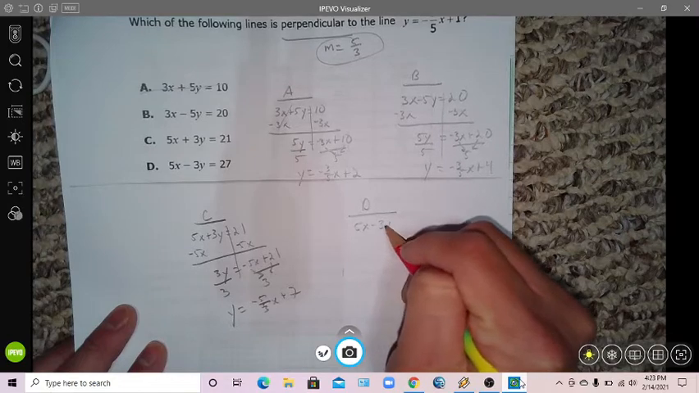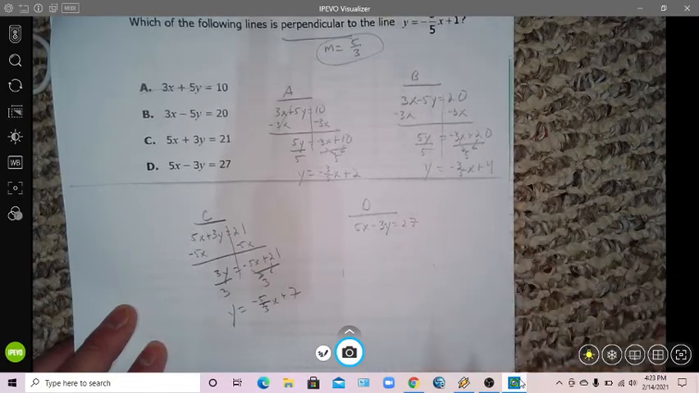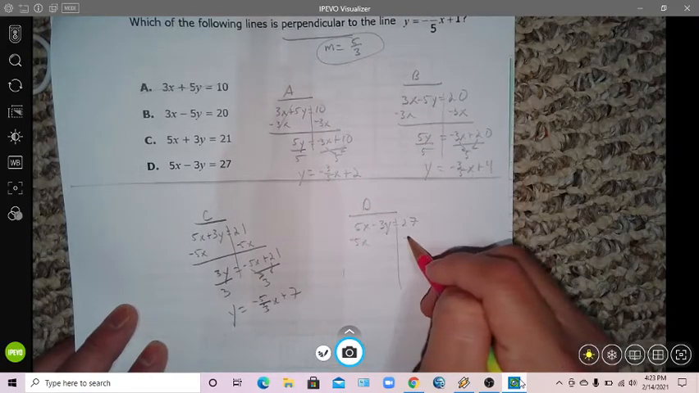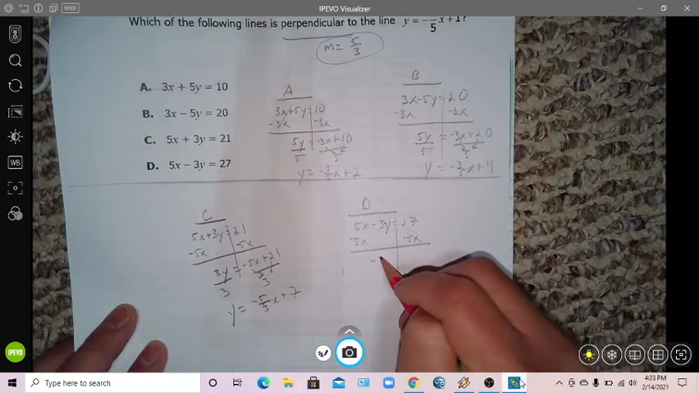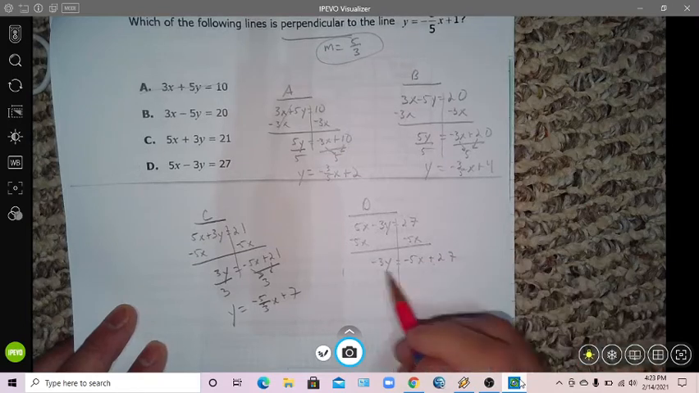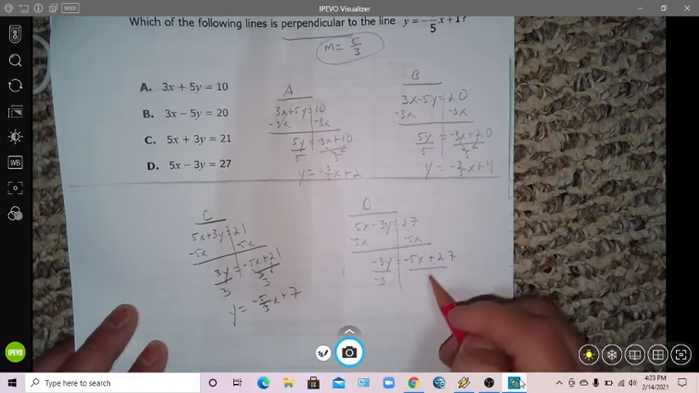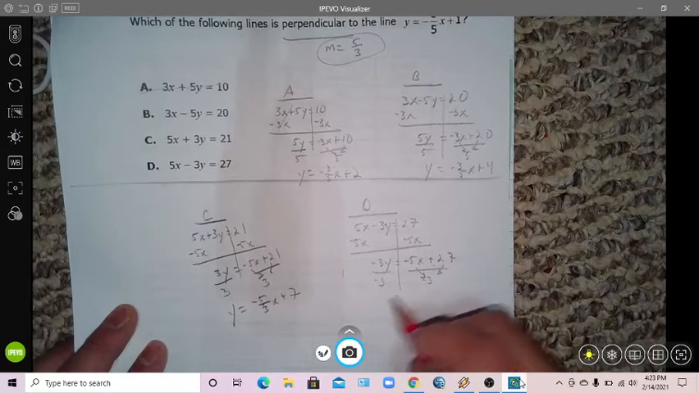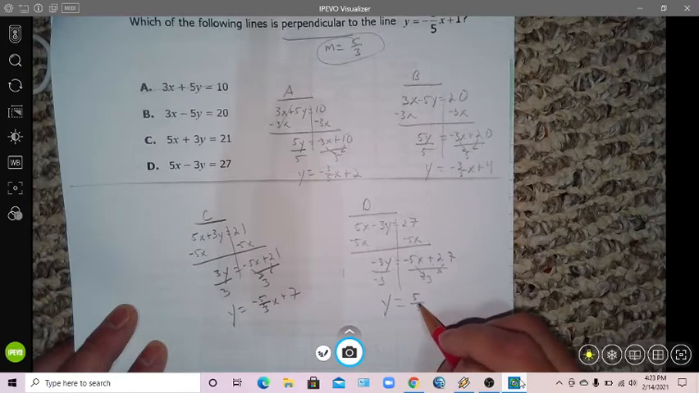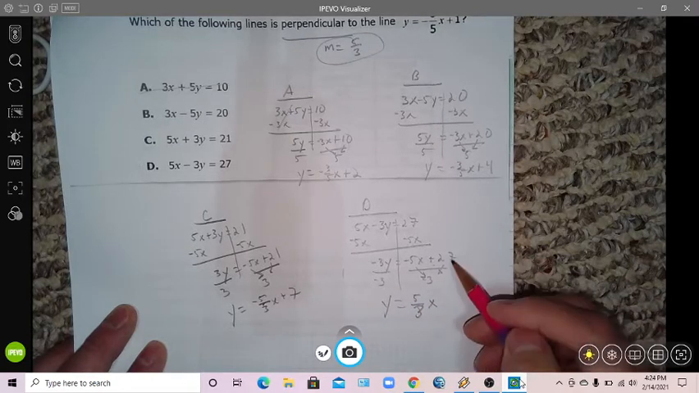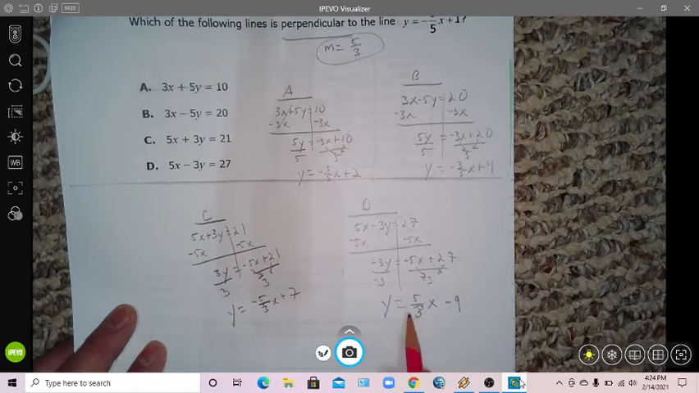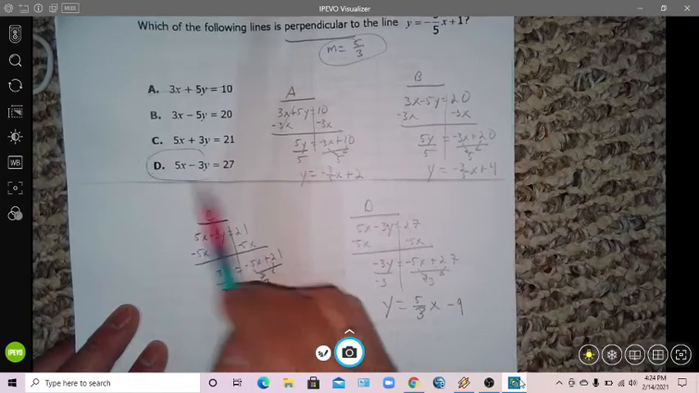5x minus 3y equals 27. Let's solve for y and see if we get the slope as 5/3. Minus 5x, minus 5x. Get negative 3y equals negative 5x plus 27. Divide by negative 3. y equals, hey, a negative 5 divided by a negative 3. That's a positive 5/3x. And then 27 divided by negative 3 is negative 9. But there's the 5/3 slope that I want. That's the one I want. It's option D.